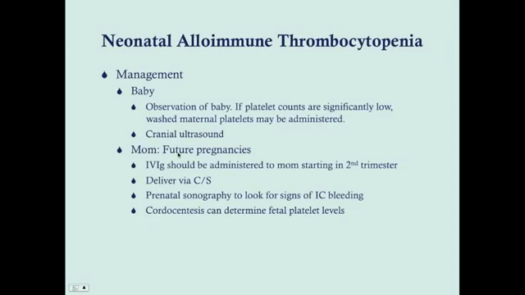As far as the mom, management for her is going to be done by an OBGYN, and that's regarded towards future pregnancies. So if she has a history of giving birth to a baby with NAIT, then she should be given IVIG during the second trimester, and then the baby should be delivered via C-section. You can do prenatal sonography to look for signs of intracranial bleeding, both prenatally and postnatally. And then a cordocentesis can be drawn to determine fetal platelet levels.